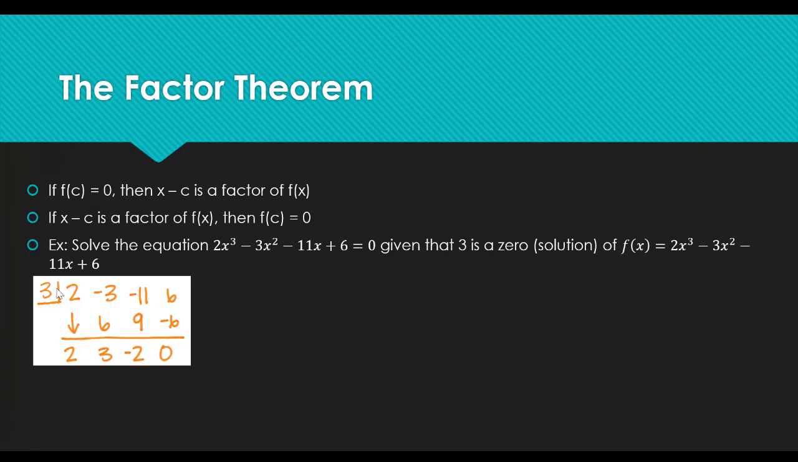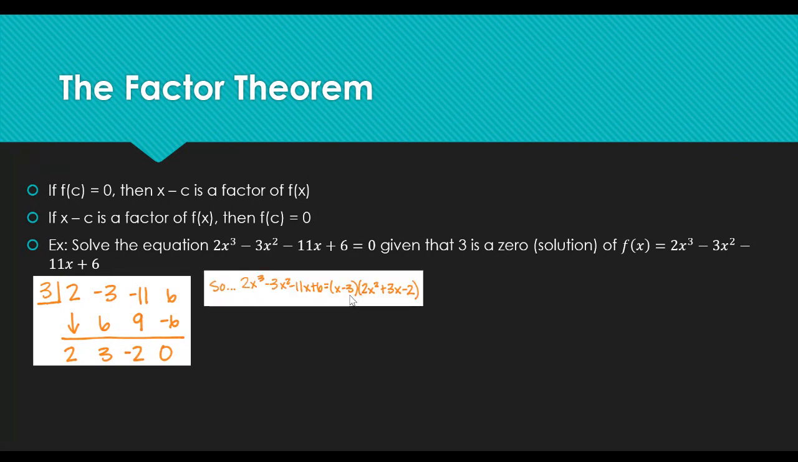Drop down the 2. 2 times 3 is 6. Negative 3 plus 6 is 3. 3 times 3 is 9. Negative 11 plus 9 is negative 2. Negative 2 times 3 is negative 6. And 6 plus negative 6 is 0. We get a remainder of 0. That's what we wanted to happen. So what does that mean? What do I have left? 2, 3, negative 2. Since I started with x to the third, that's 2x squared plus 3x minus 2.